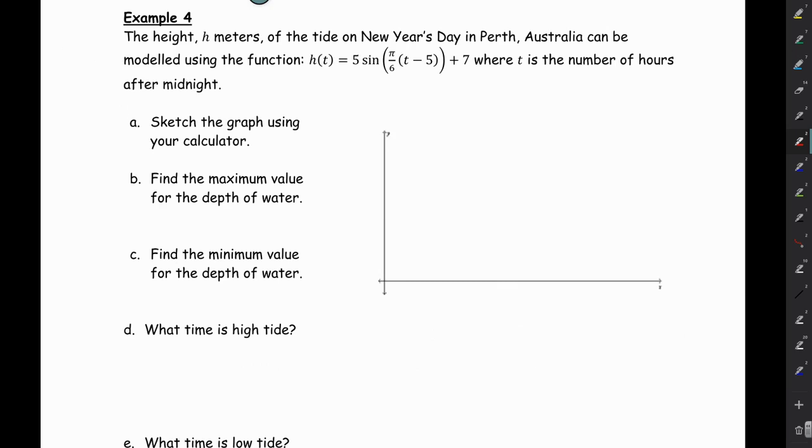We know that the center is at 7. The amplitude is the distance from the center. Our amplitude is 5. So 7 plus 5 gives me 12. 7 minus 5 gives me 2. And t is the number of hours after midnight, so we know we're going to 24.